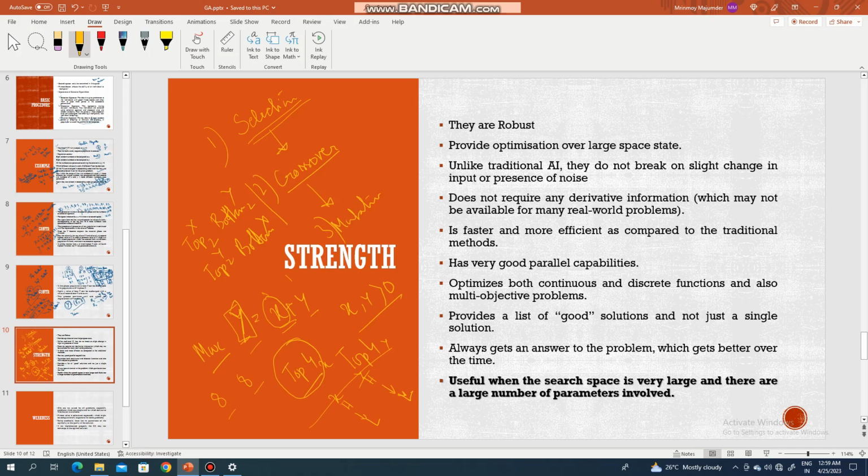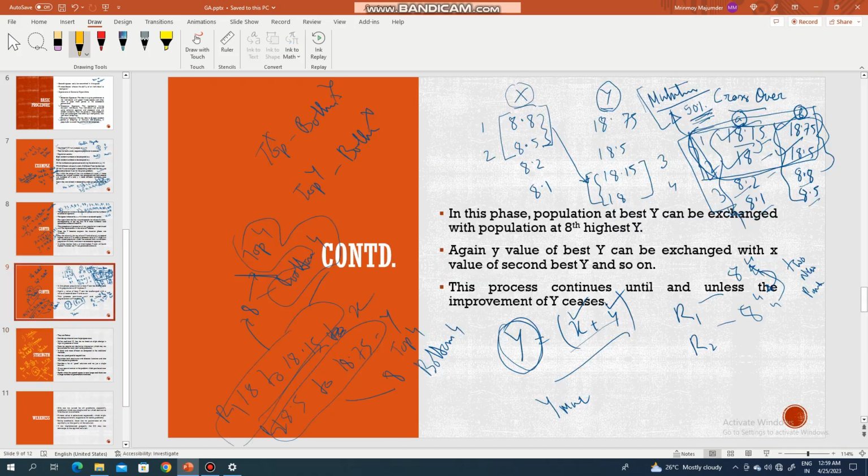Now what happens? After exchanging, you get two new populations. Again you will get two new populations, so in total eight numbers, correct? Let's see this one. Correct. So not eight, four sets of numbers you have got.